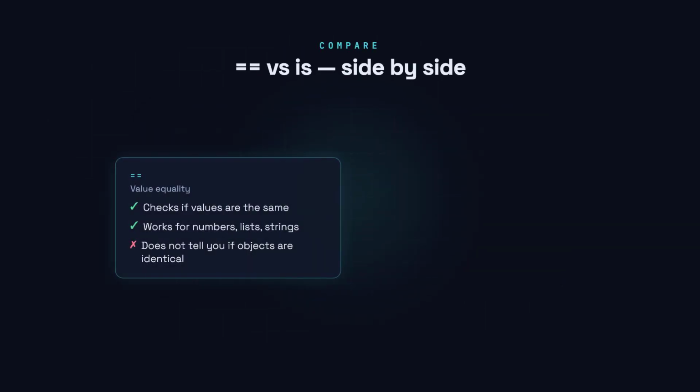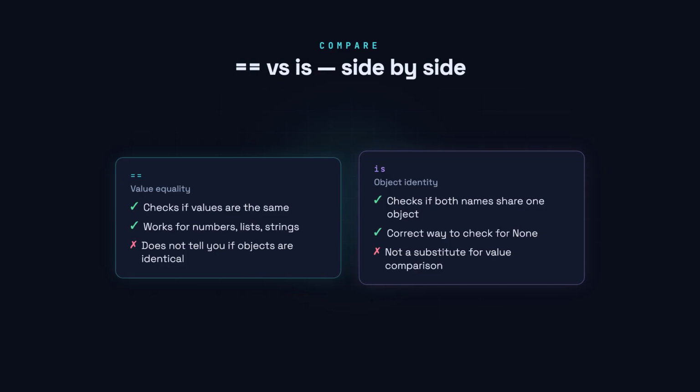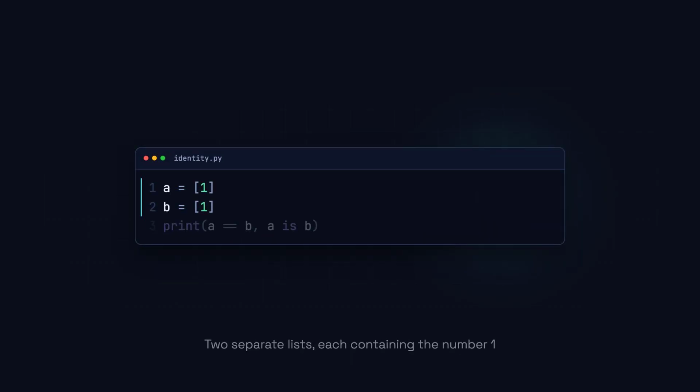Double equals is your go-to for comparing values like numbers or lists. The is operator is narrower. Use it when you specifically want to know if two names refer to the exact same object, like when checking for None. We create two lists, each holding the number 1.